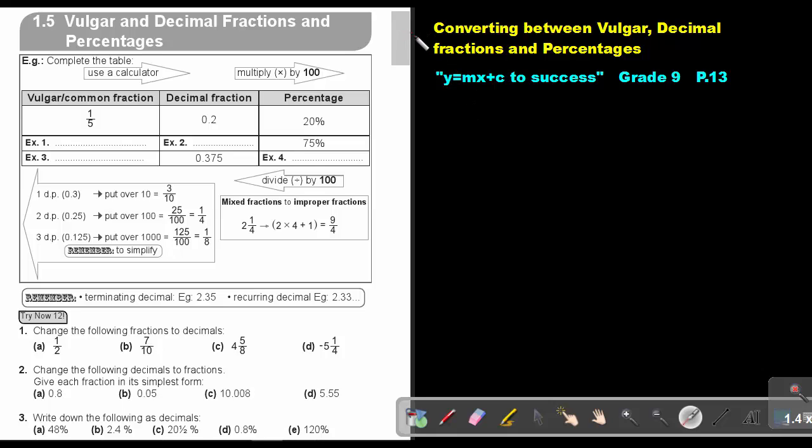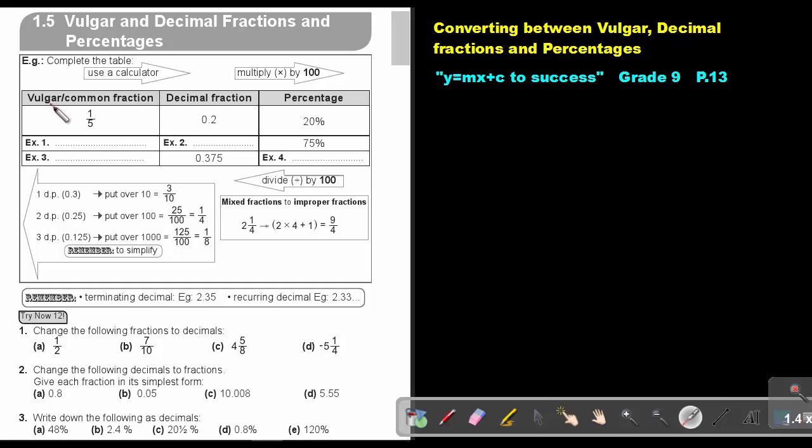Part 10. Converting between vulgar decimal fractions and percentages. You will find this on page 13 in the Namibian Mathematics Grade 9 textbook. Let's just go through the table of Grade 8.